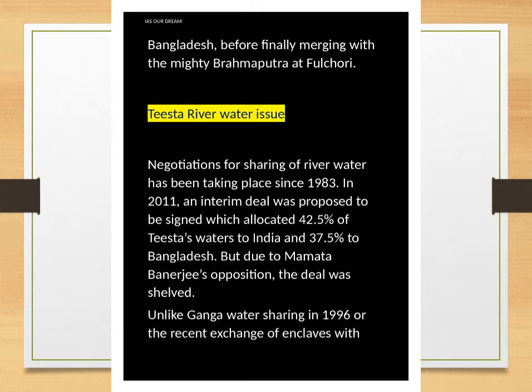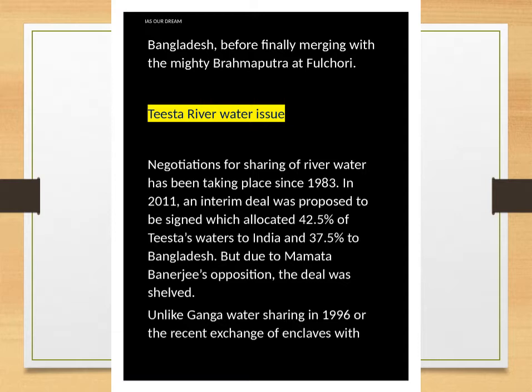But the Chief Minister of West Bengal, Mamata Banerjee, opposed this deal, as a result of which it was shelved. This opposition continues till date, because what she regards is that she adds the 20% to the 37.5% of Bangladesh. So she says that it is 57.5%, and this would be against her political interest in West Bengal, as a result of which she is not agreeing to the Teesta Water Treaty.